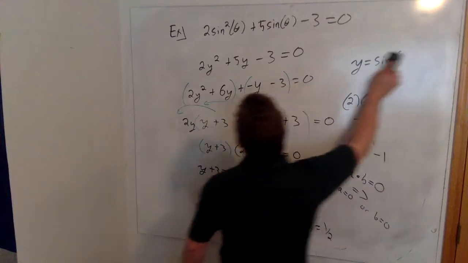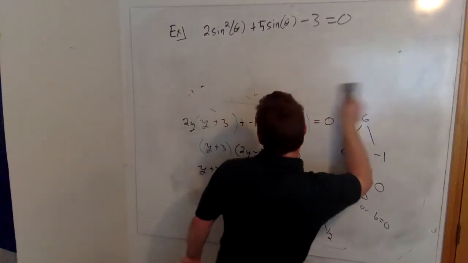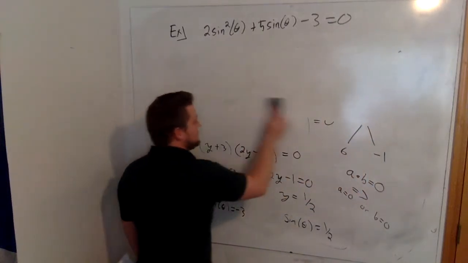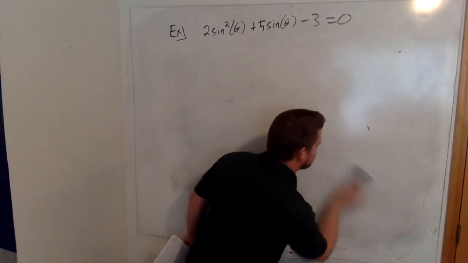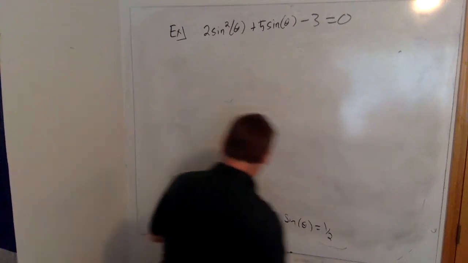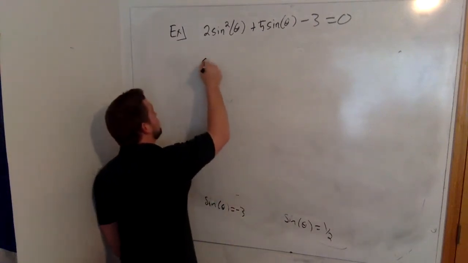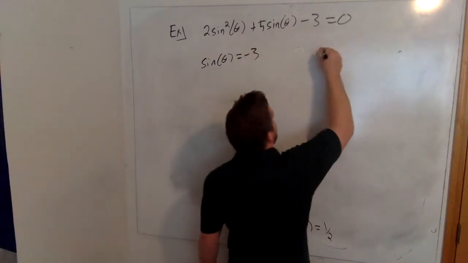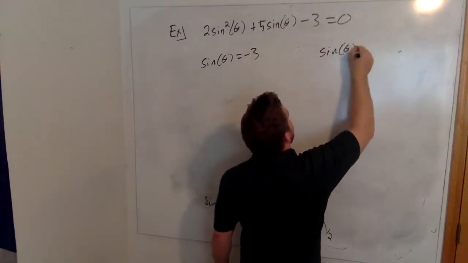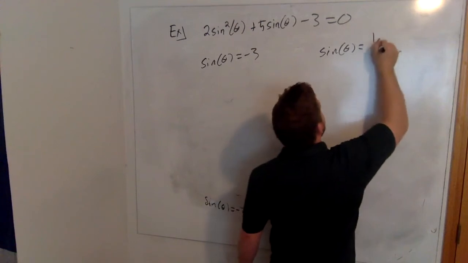Okay, so let's write that up. We've taken this trig equation and broken it down into two basic trig equations that we can solve. So let's write those up here. We need to solve sine of theta equaling negative 3, and also sine of theta being equal to 1/2.